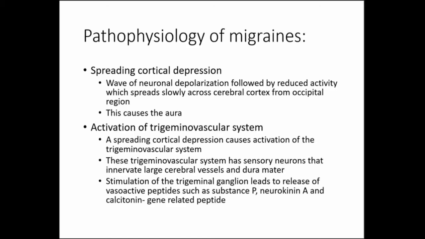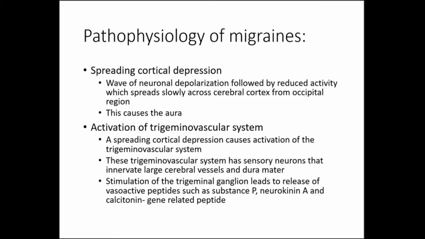With regards to the pathophysiology of migraines, it's thought that the aura associated with migraines is triggered by something known as spreading cortical depression. So essentially, you have neuronal depolarization starting off from the occipital cortex, which is why you tend to have visual errors and visual signs before the migraine. And this spreads from posteriorly to anteriorly quite slowly, which is why the aura tends to occur sometime before the actual migraine.